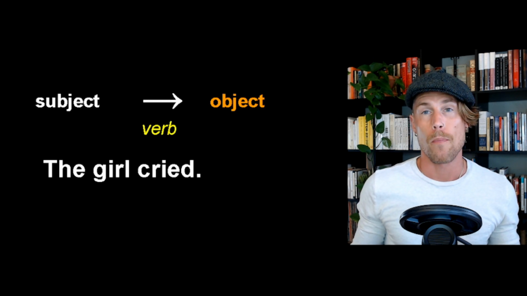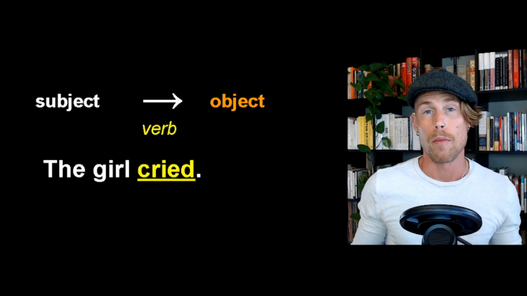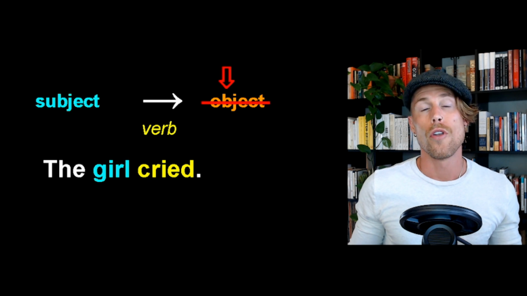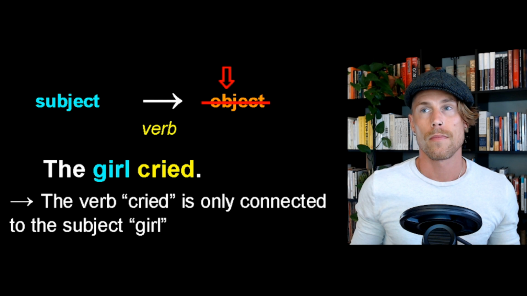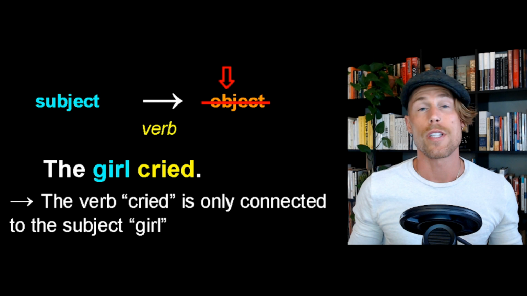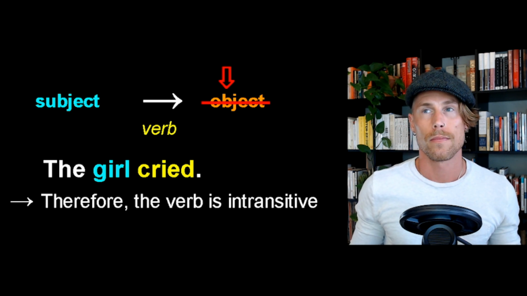For example, the girl cried. Subject, verb, no object. The verb cried is only connected to the subject, girl. Therefore, the verb is intransitive.